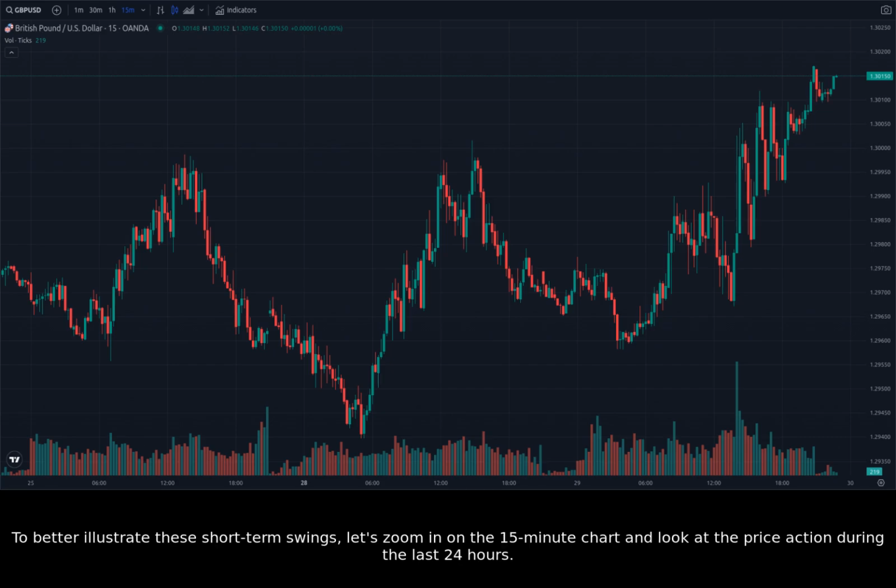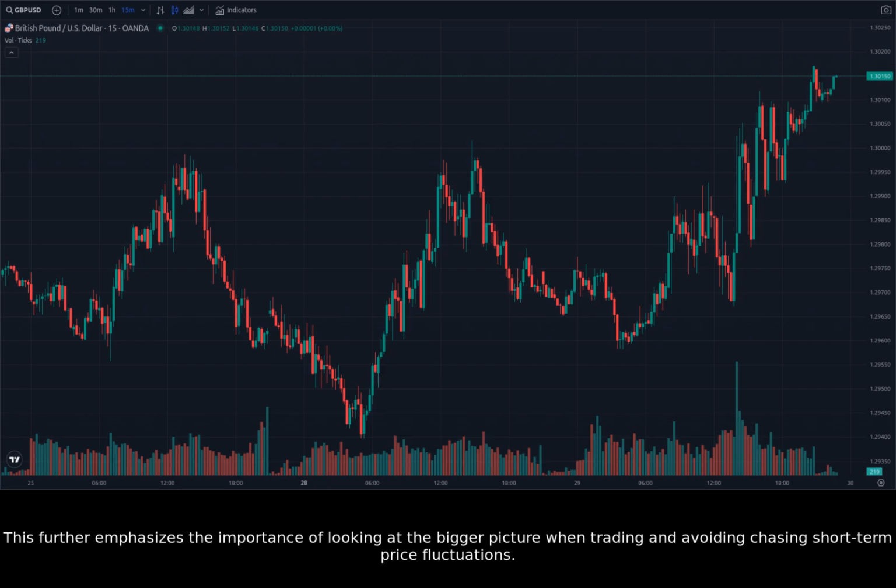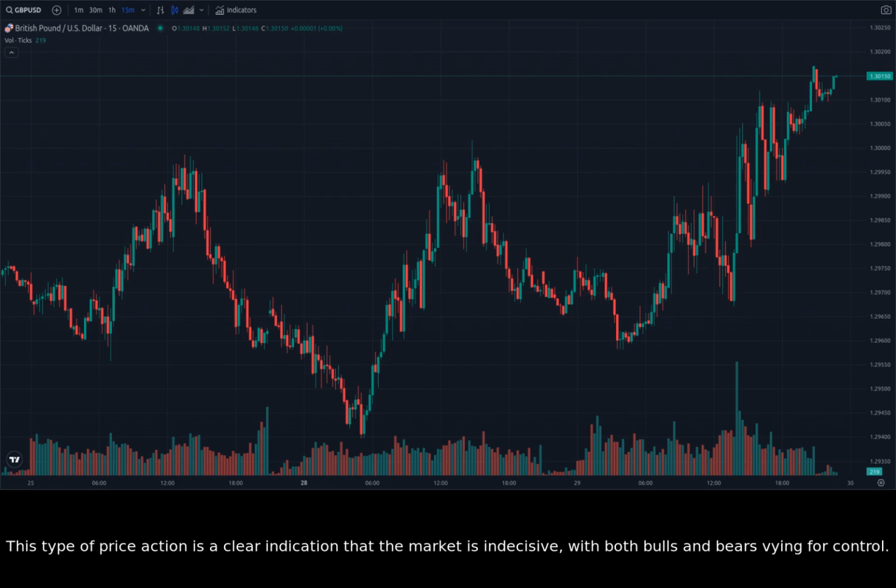To better illustrate these short-term swings, let's zoom in on the 15-minute chart and look at the price action during the last 24 hours. The price action during the last 24 hours has been particularly erratic, showcasing these rapid price movements and reversals. This further emphasizes the importance of looking at the bigger picture when trading and avoiding chasing short-term price fluctuations. This type of price action is a clear indication that the market is indecisive, with both bulls and bears vying for control. As traders, we need to be patient and wait for a clear signal before entering a trade.